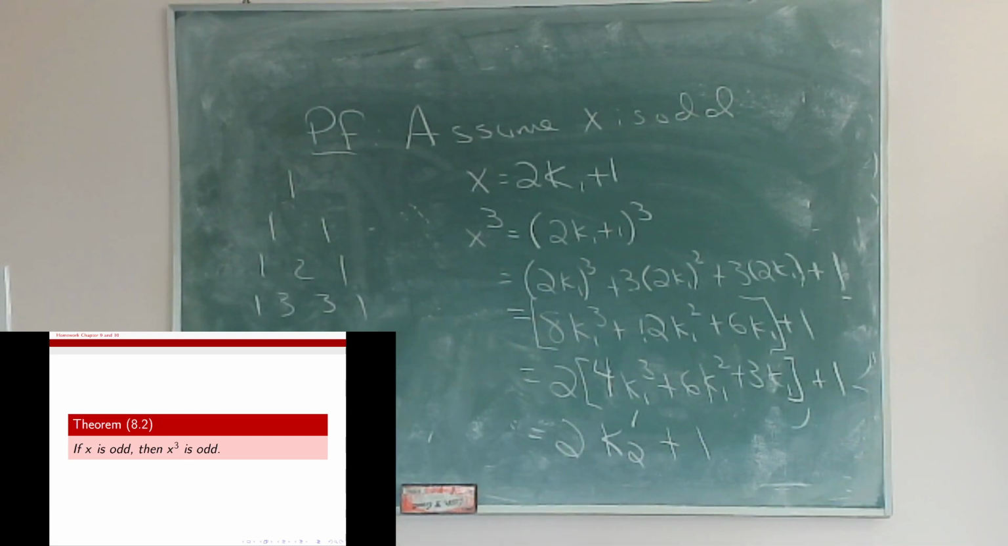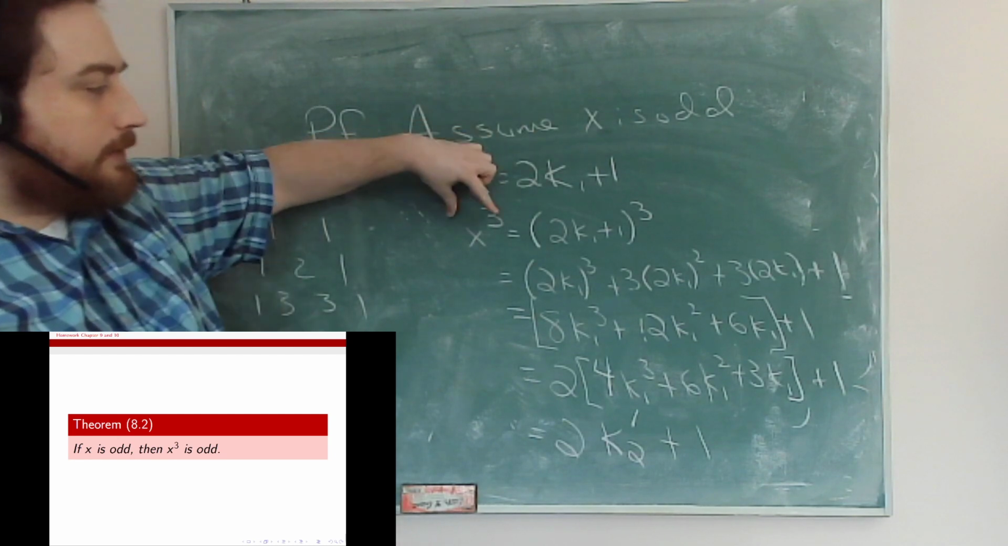So to go back over the whole thing, the idea was I want to assume that x is odd and I want to show x cubed is odd.